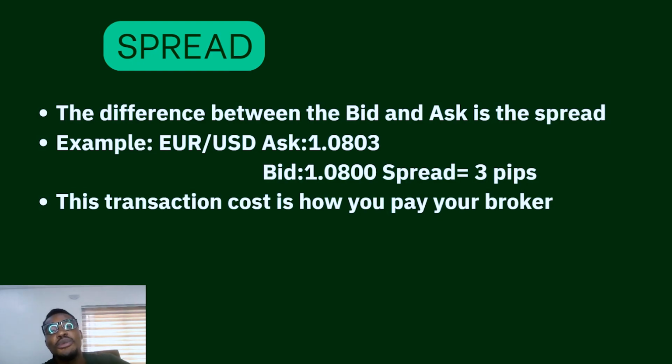Spread is the difference between the bid and the ask price. So you notice anytime you open your trade, whether you take a sell or a buy, it starts with a loss. That is the difference in price. That loss is spread. That spread is how you pay your broker. That is your transaction cost, because your broker needs to make a living. He makes his living through your execution. When you execute your trade, there is a spread. That spread is what you pay your broker.